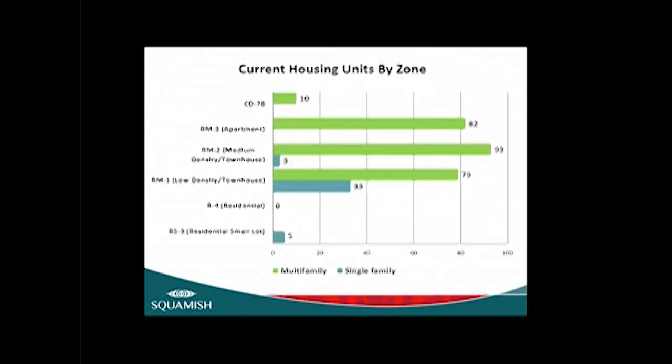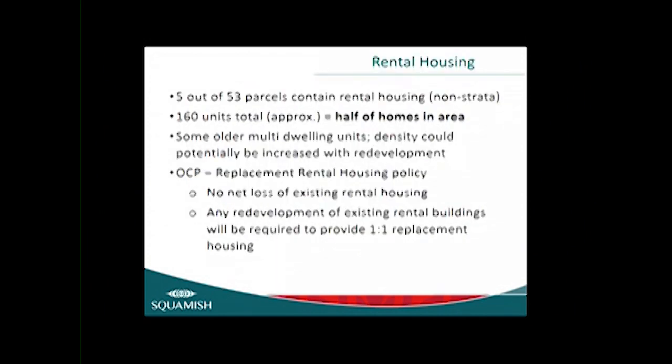So just looking at how the units break out, the green color are the multifamily units. You can see there's a very large number of multifamily units compared to the single-family units. Those 5 parcels contain rental housing. They're not strata. So it accounts for half the homes in the area. 160 of them are currently rental housing, which is, as you know, a really important aspect of Squamish, that you're short on rental housing. So preserving this rental stock is definitely a big part of the thinking here.